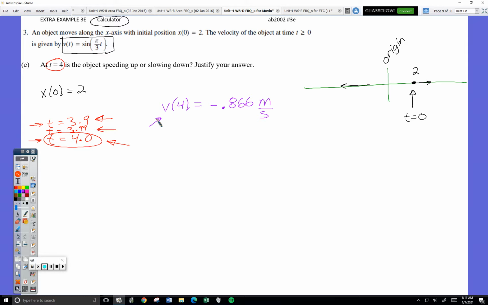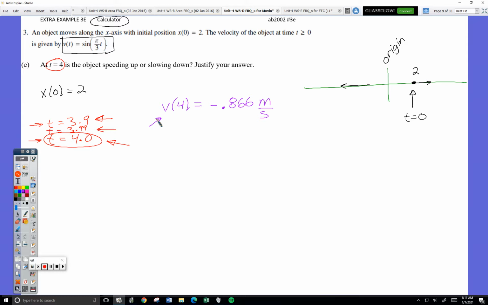Let's go, Daniel. Moving to the left, with a velocity of 0.866. So for this particle, the negative means the particle is moving left. Hands up if you knew that. 2 points. 3 for Daniel. So the negative simply means the particle is moving left. It doesn't have anything to do with slowing or speeding up.